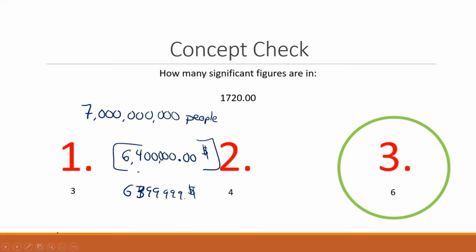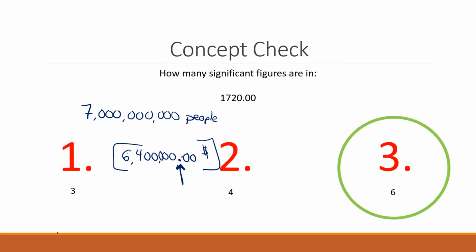If I showed up with more money, they would give me change. If I show up with less money, they're not going to give me the house. This is an exact measurement. I need exactly this much money. All right, the decimal point is what tells me that it is exact.